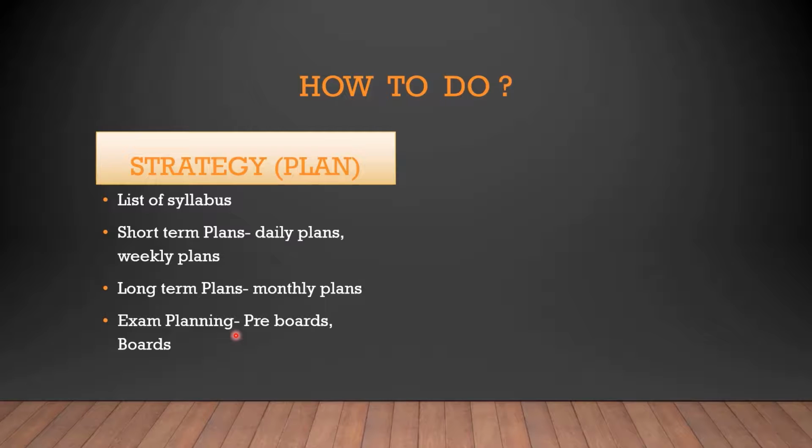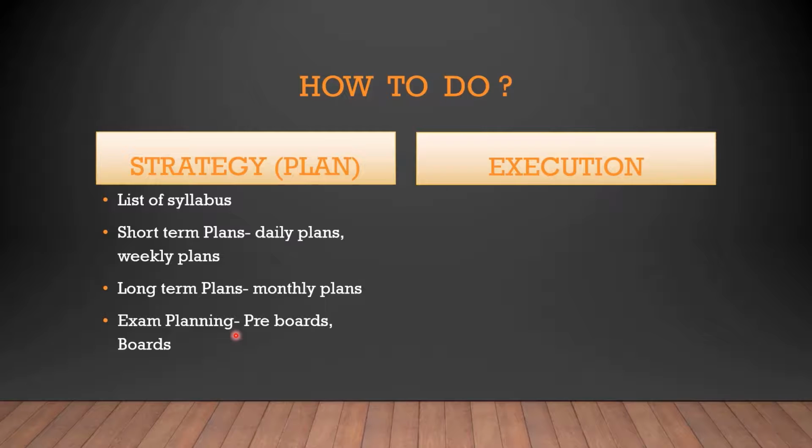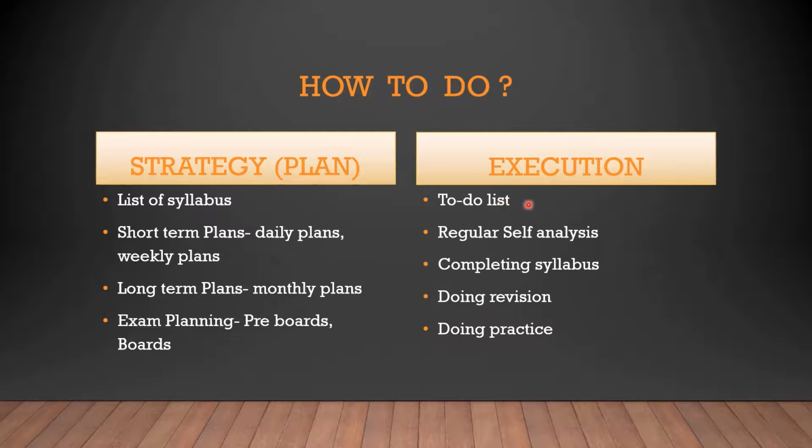Now, how to execute this? First of all, you should have a to-do list. You can also call it a checklist. If you have it, then you can analyze how much you are going towards your aim, how much you are able to complete, or how much is remaining. If you do not have a checklist, you cannot check how much is remaining or how much is completed. For this reason, you should have a checklist. It will help you to keep a regular self analysis.